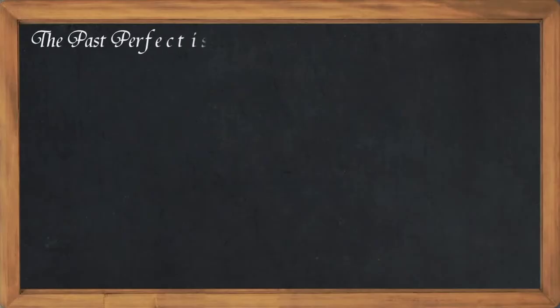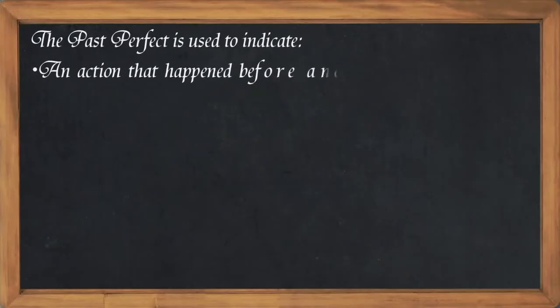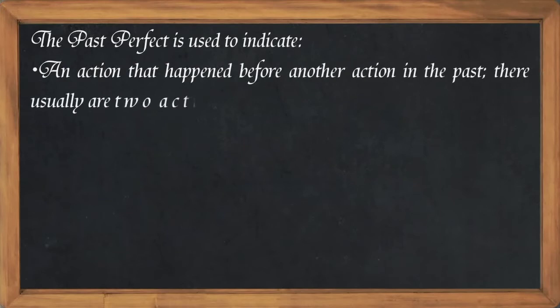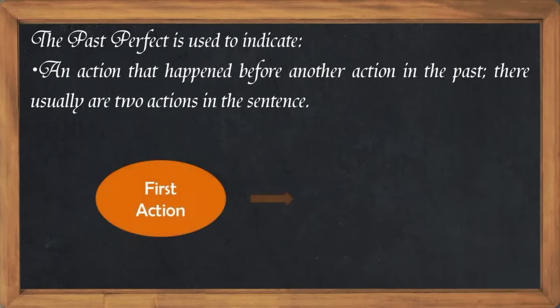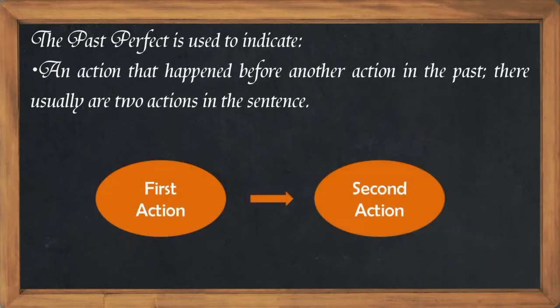The past perfect is used to indicate an action that happened before another action in the past. There usually are two actions in the sentence. First action. Second action. Past perfect digunakan untuk menunjukkan suatu tindakan yang terjadi sebelum peristiwa, tindakan atau kegiatan lain di masa lalu. Biasanya ada dua peristiwa, tindakan atau kegiatan dalam kalimat. Tindakan atau kegiatan pertama, tindakan atau kegiatan kedua.